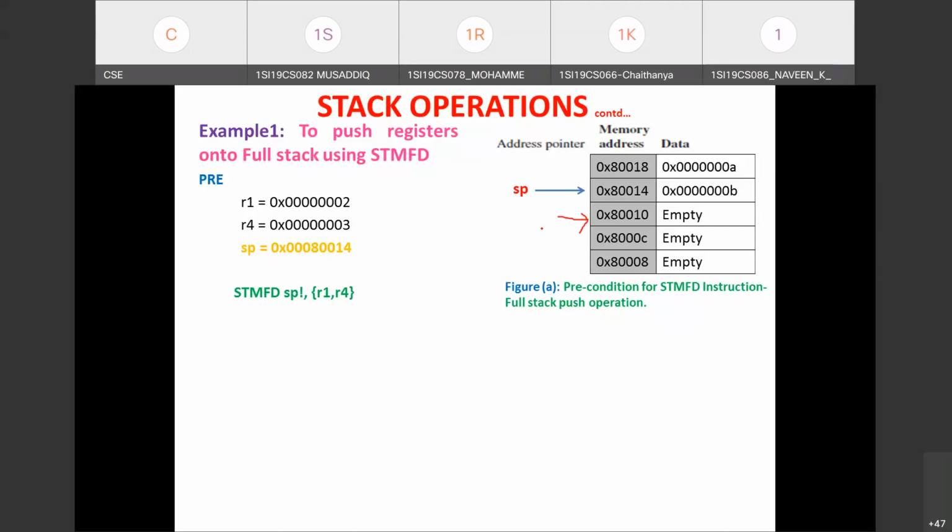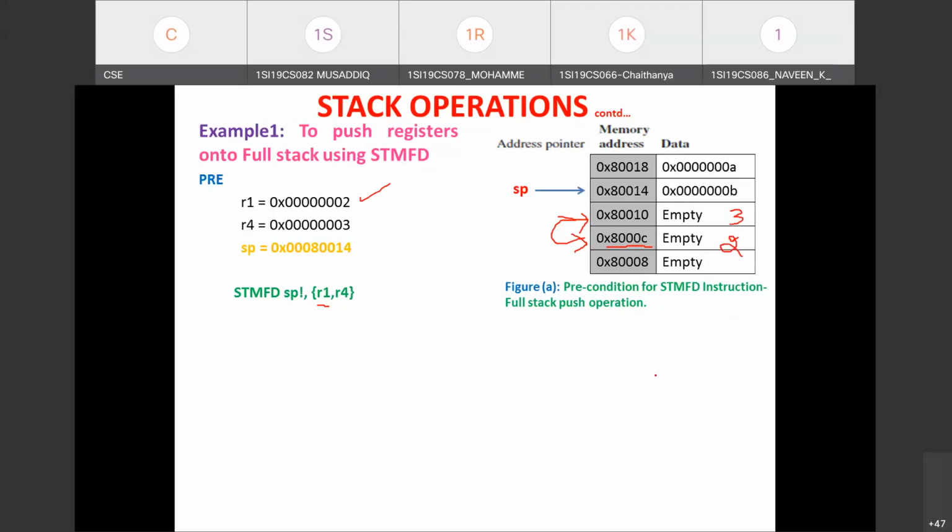If you're moving from higher address to lower address, remember, higher register to lower register accessing takes place. So R4 register content will be pushed to this location. Then SP is decremented by 4. SP will be having the address 800C. Next lower register, that is R1 register content, which is 2, will be stored. So if you see the location 10H, you'll see the value 3, and if you see the location C, you'll see the value 2.